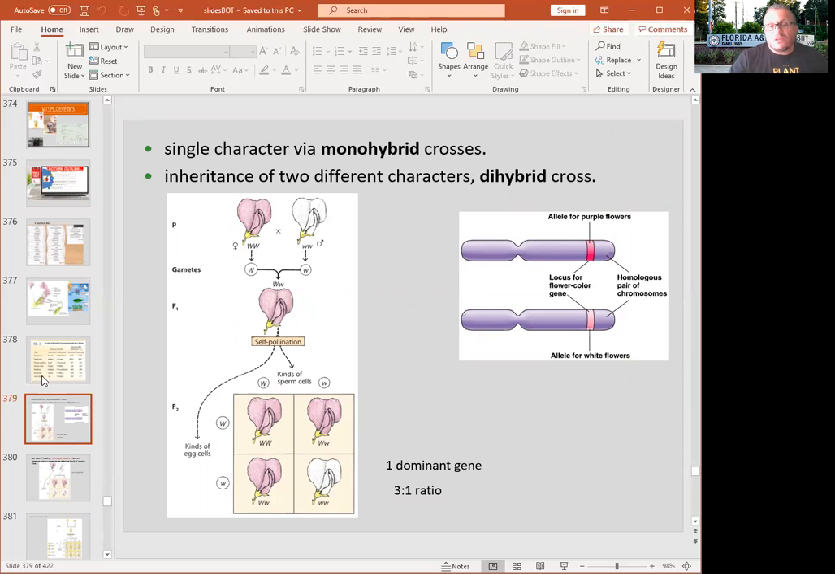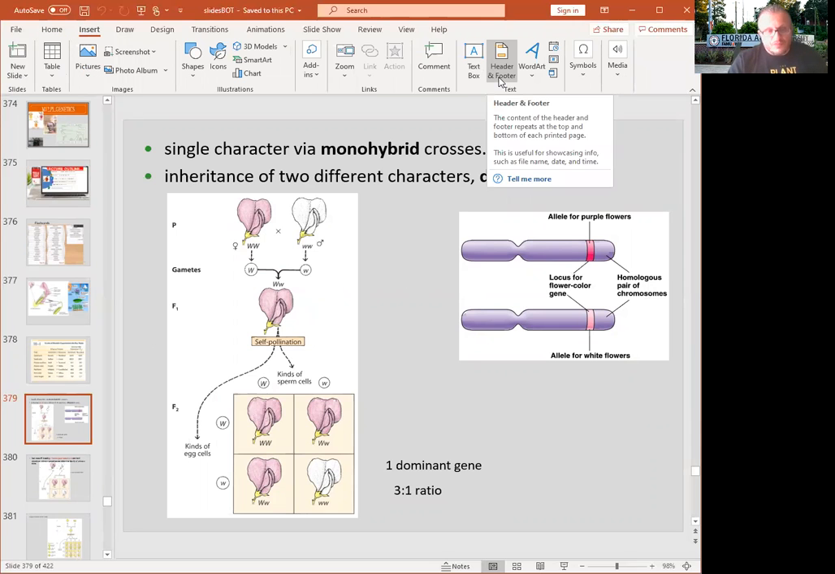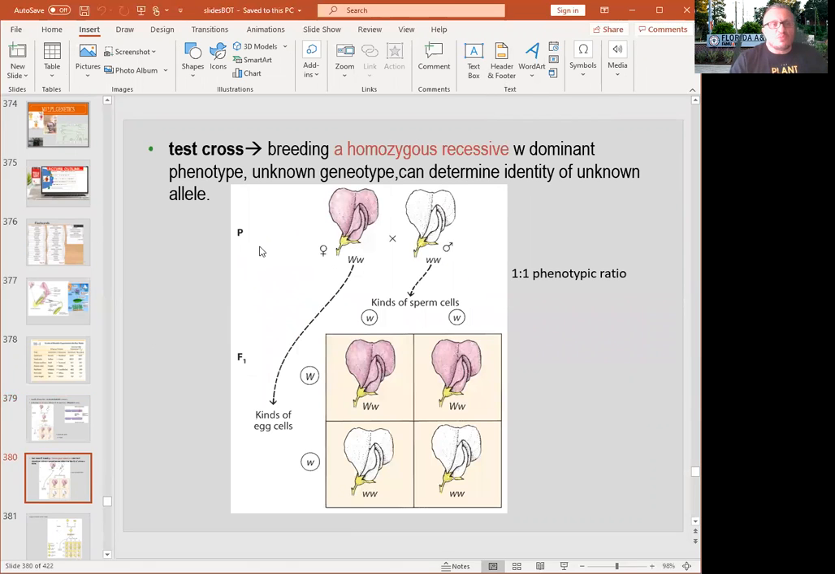if there is a specific location for each gene on a chromosome, it's called a locus. Okay, Mendel focused on monohybrid 1-gene problems and dihybrid 2-gene problems.